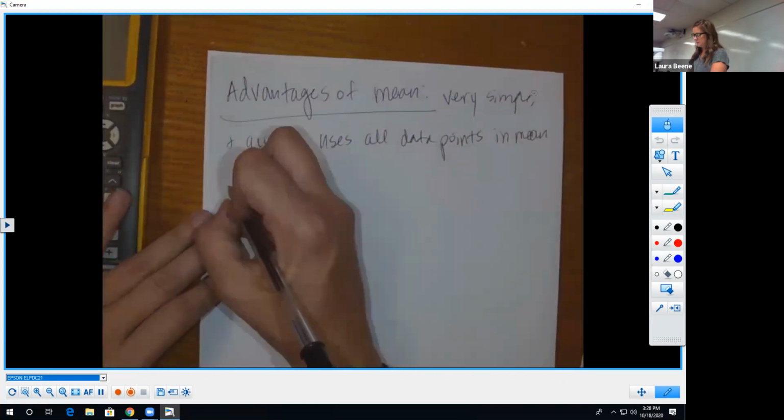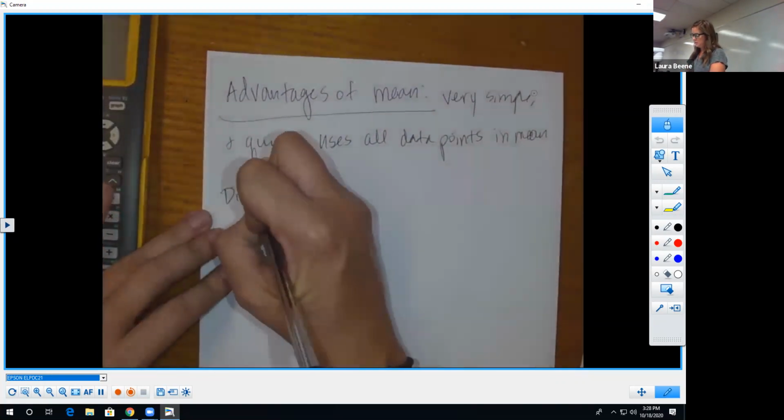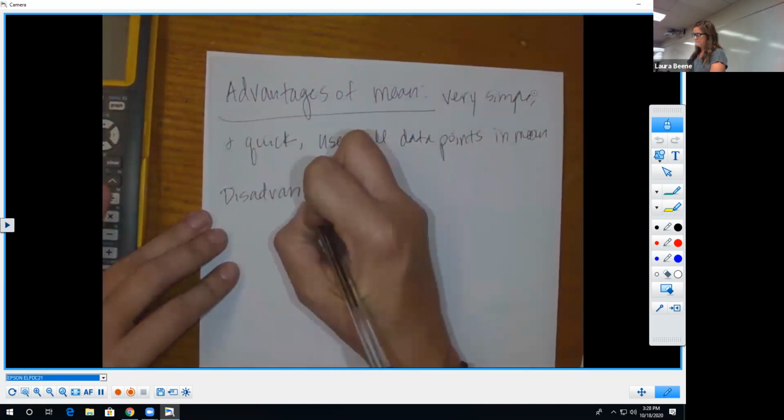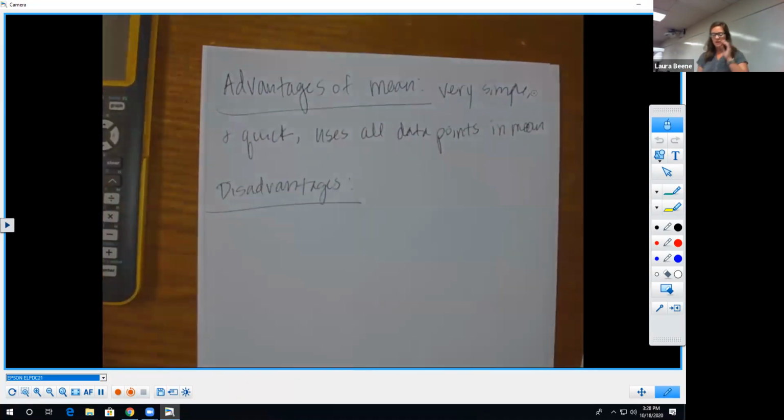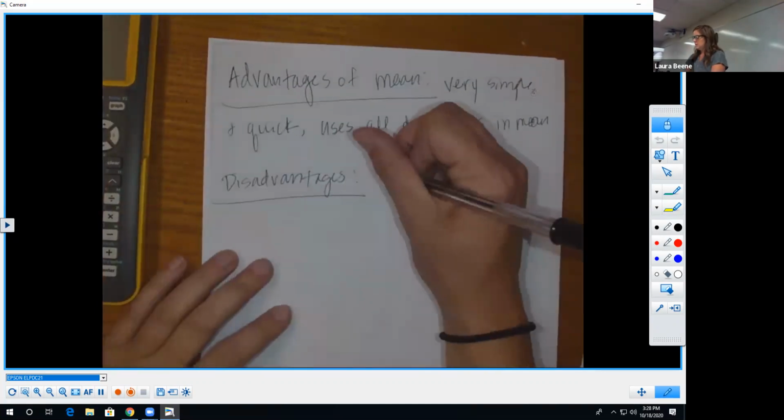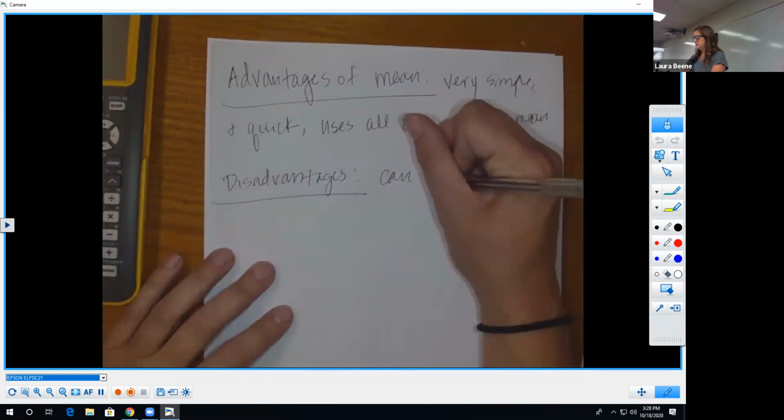The disadvantages of the mean. One disadvantage of the mean is that it can be easily skewed. And this is a big deal.